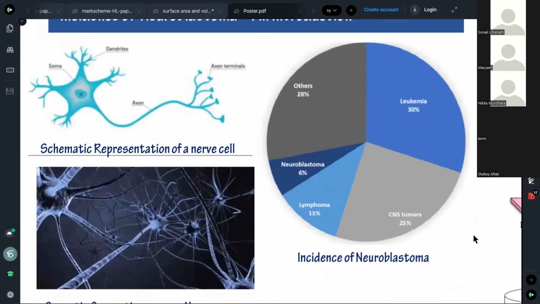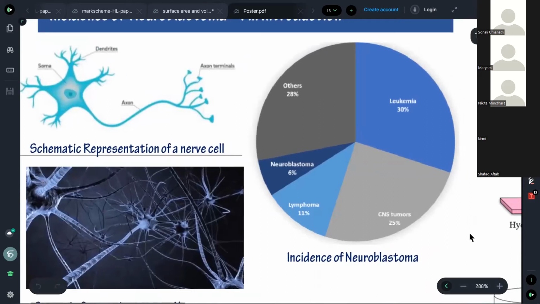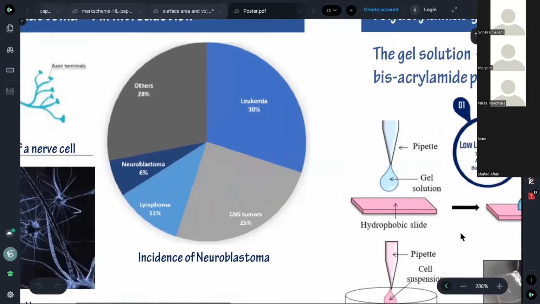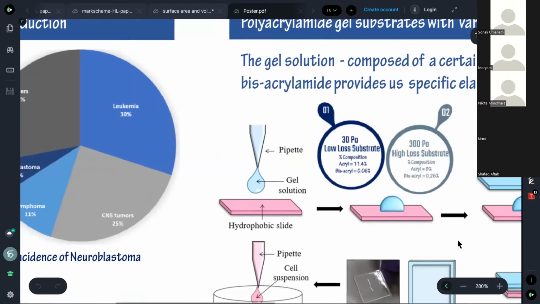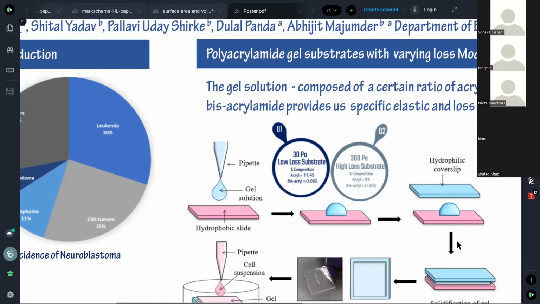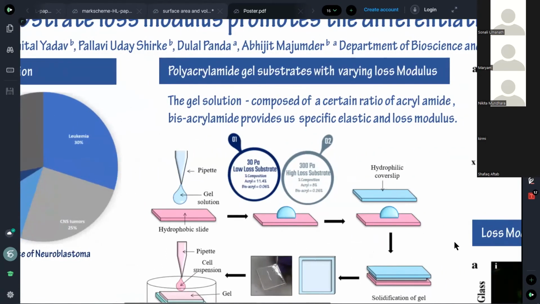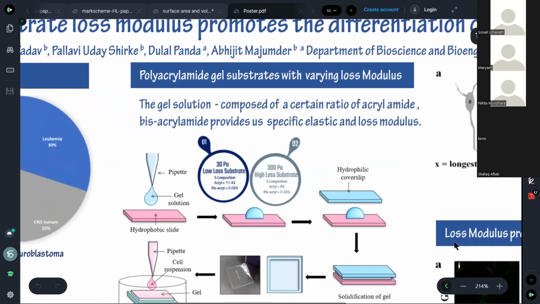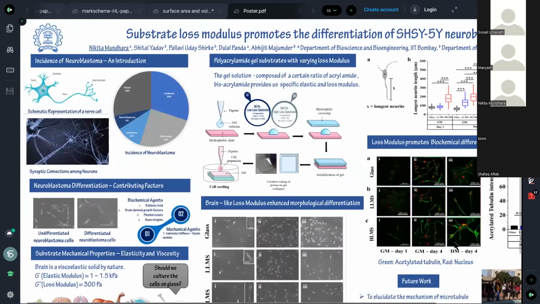How did we create a particular stiffness gel? So first of all, what is required is you prepare a gel of a given stiffness, and once you prepare it, there is an instrument called a rheometer by which you can measure that kind of stiffness.